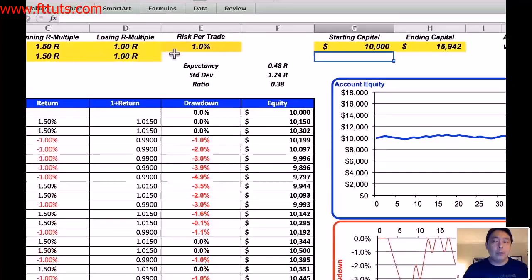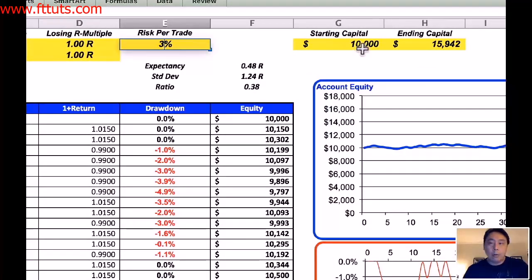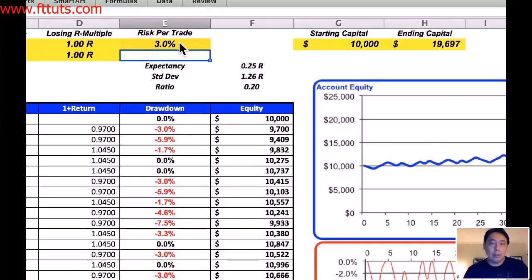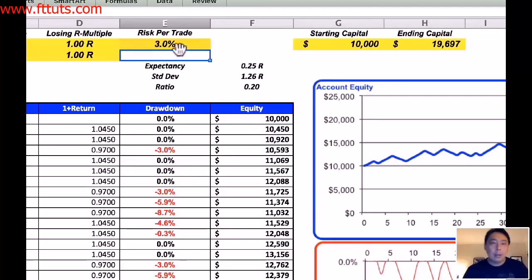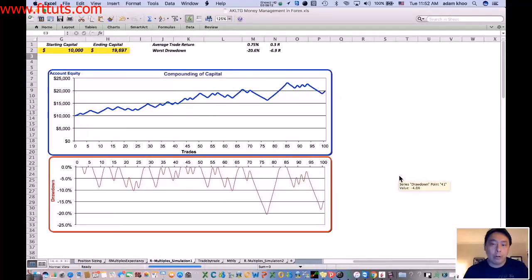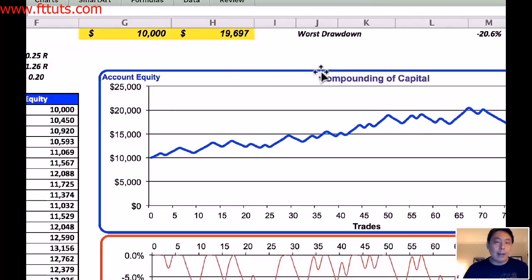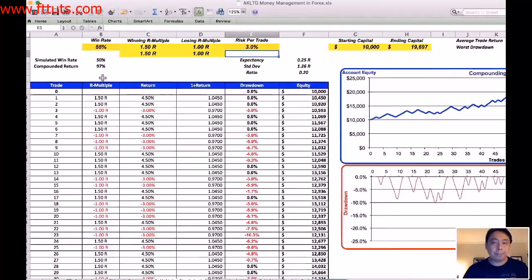And again, notice if you risk 3%, what happens to your capital? Boom, it gets higher. You can see on average your ending capital is higher. You make more, the more you risk. But when you risk more, what happens? You find that your worst drawdown becomes 20%. Drawdown is your drop in capital. So with a higher risk, you have to take a higher level of drawdowns.